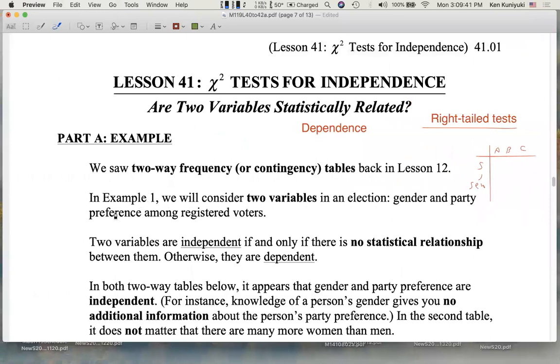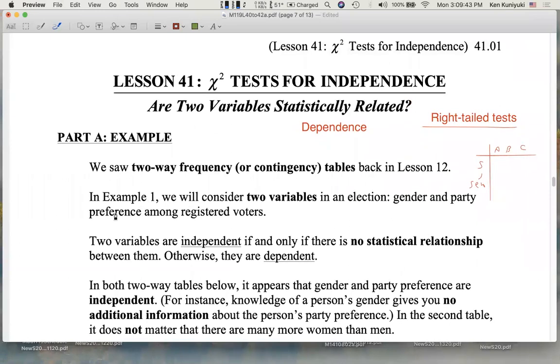All right. Now, two variables are independent if and only if there is no statistical relationship between them. Otherwise, if there is a statistical relationship between them, they are dependent. Now, that's different from causality. There's a difference between dependence and causality, and we'll talk about that later on. Also, let's quickly review the idea of independence.